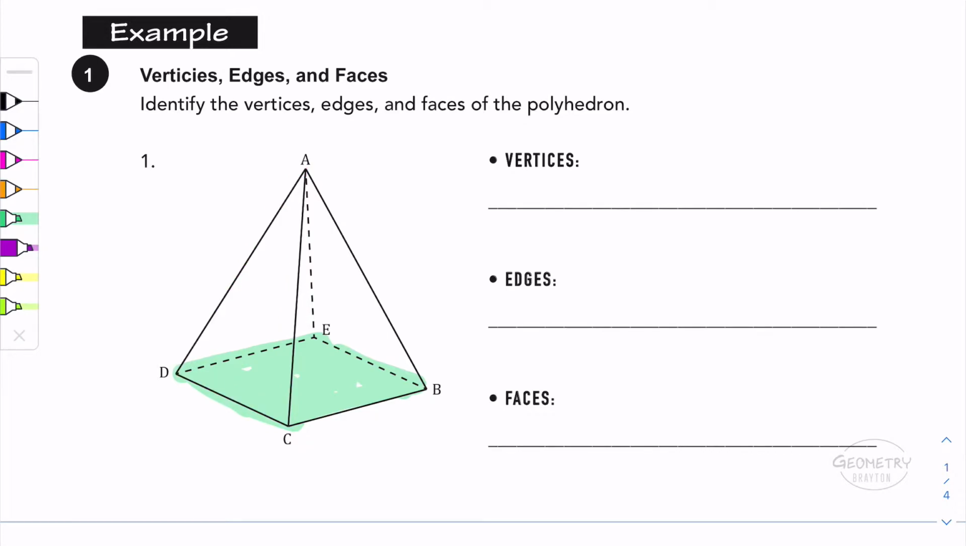So for vertices, vertices are where the sides or the faces come together. I'm just going to count how many I have. So 2, 3, 4, 5 of them. They are located at points A, B, C, D, and E.